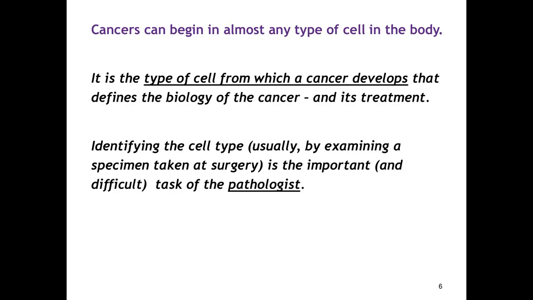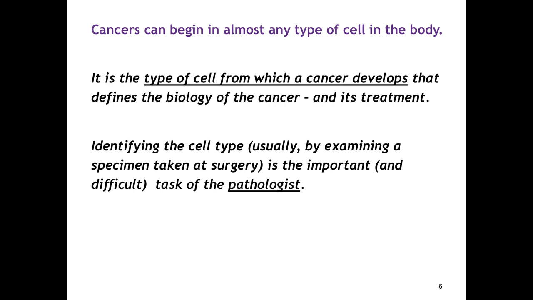A cancer can begin in almost any cell type in the body. And a fundamental point to understand about cancer is that it is the type of cell from which a cancer develops that defines the cancer, its diagnosis, its treatment, its biology. It's absolutely crucial that the cell type of origin of a cancer has to be correctly identified.